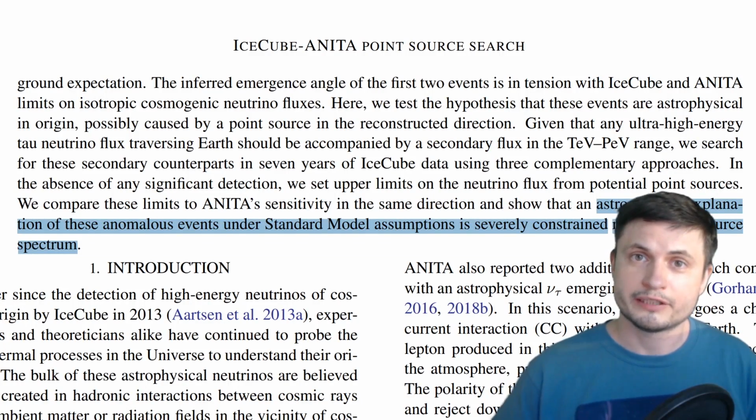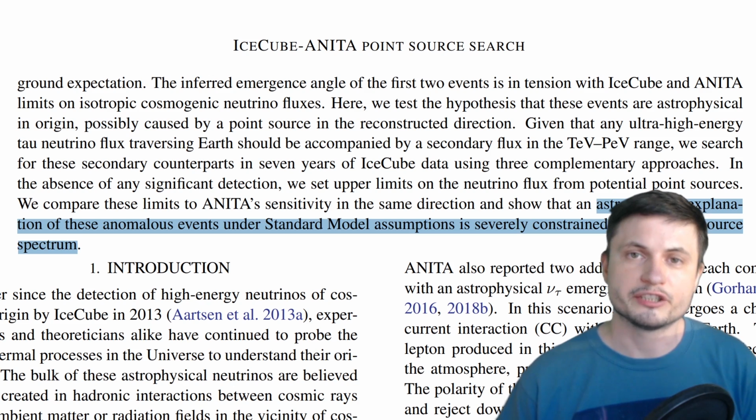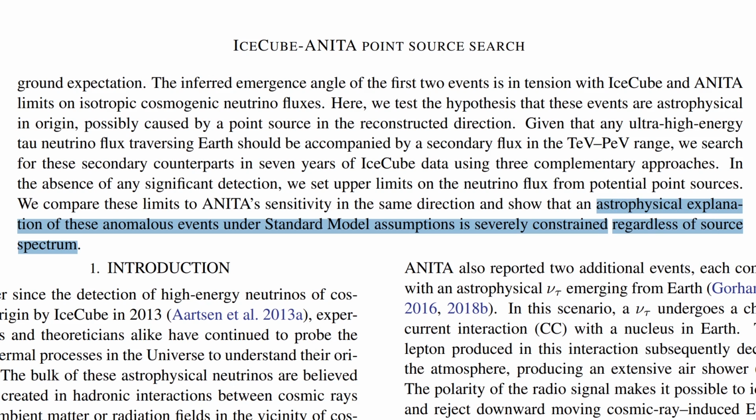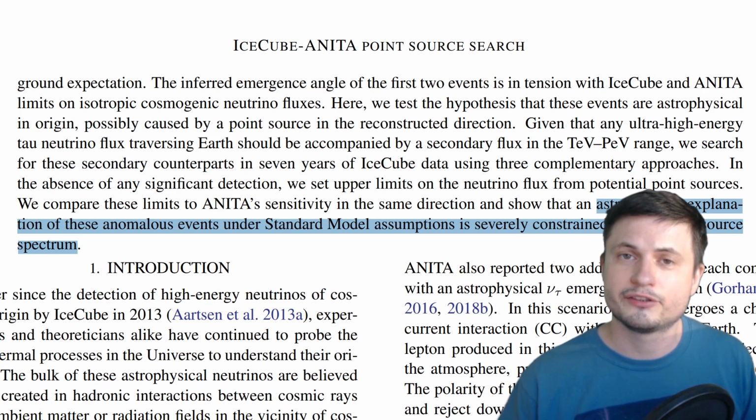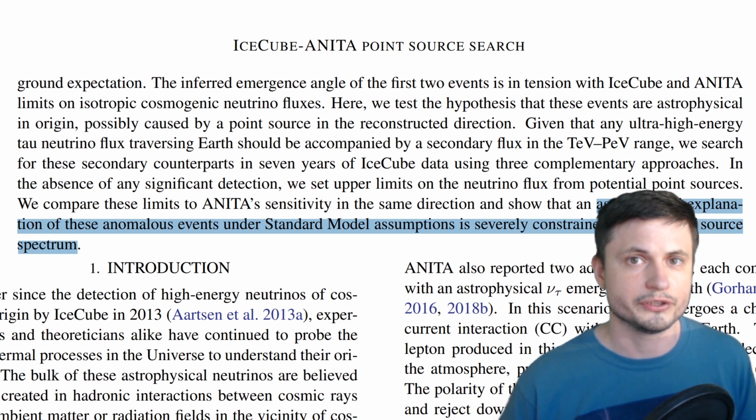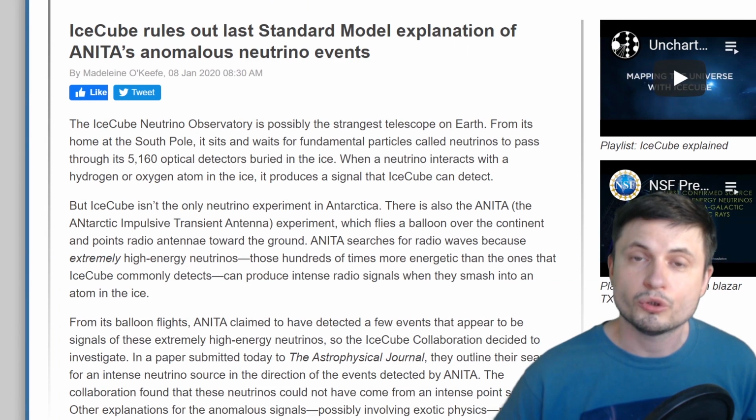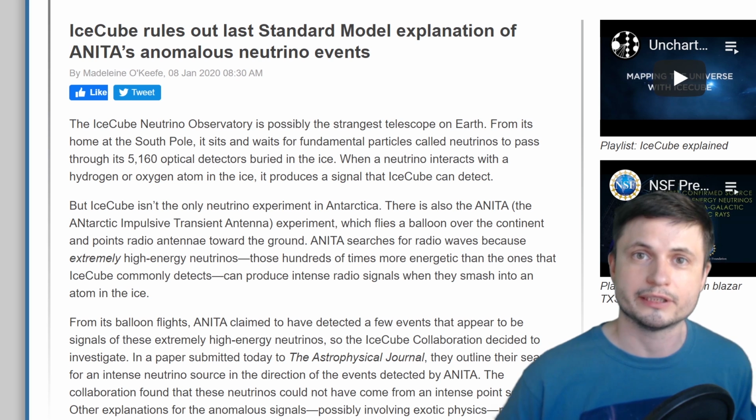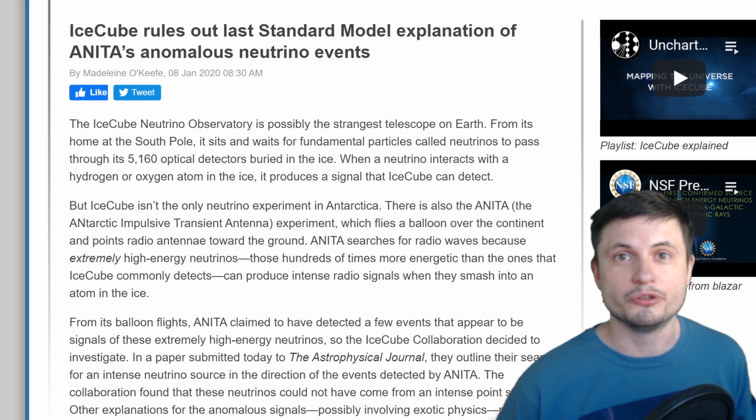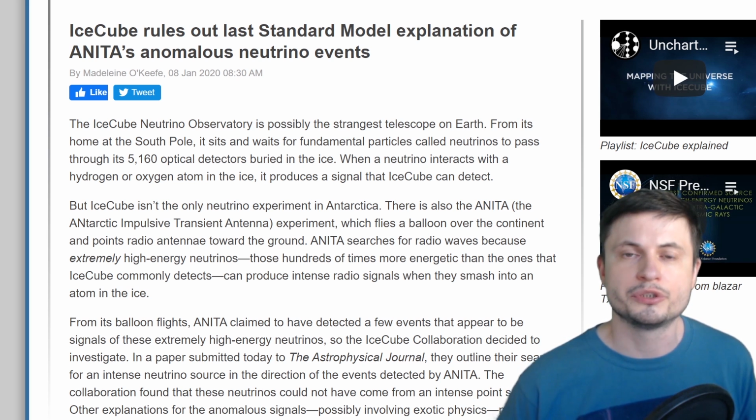And then, essentially as a side note, what the scientists behind this paper state is that astrophysical explanation of these anomalous events under standard model assumptions is severely constrained regardless of the source spectrum. In other words, what they're saying is that under our current understanding of physics, it's somewhat difficult to explain what we observed. They don't say anything about parallel universes or anything going back in time. All they're really saying, and this is actually directly from the IceCube Neutrino website itself, is that it's somewhat difficult to explain all these observations using modern physics.